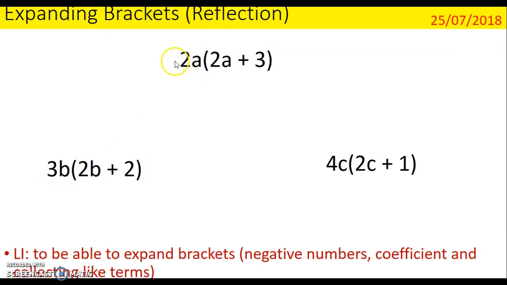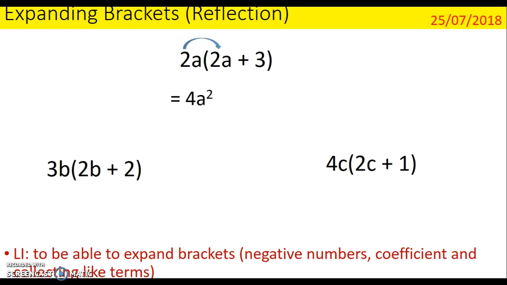Right, so the first question is 2a times (2a + 3) in brackets. You've got a coefficient on both inside and outside of the brackets. Now 2a times 2a. You know how to multiply 2 by 2, which is 4. You know how to multiply a by a, you get a squared. So it's exactly the same, and you just put them together. So 2a times 2a will be 4a squared.